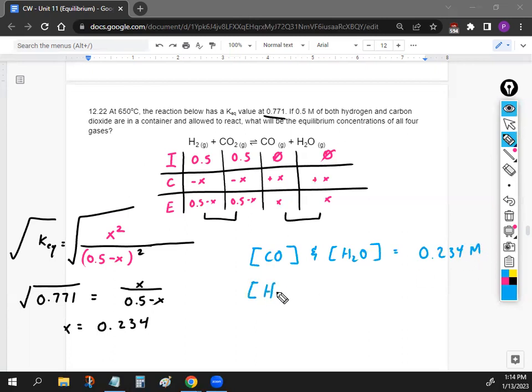The concentration of H2 and the concentration of CO2 is also going to be the same, and it's just going to be 0.5 minus x, and that's going to give you a concentration of 0.266 molarity. And that's your final answer. Okay, so just make sure that when you guys are solving problems on your homework, on the exams, or on the AP test, you answer exactly what the question is asking you to give, okay?